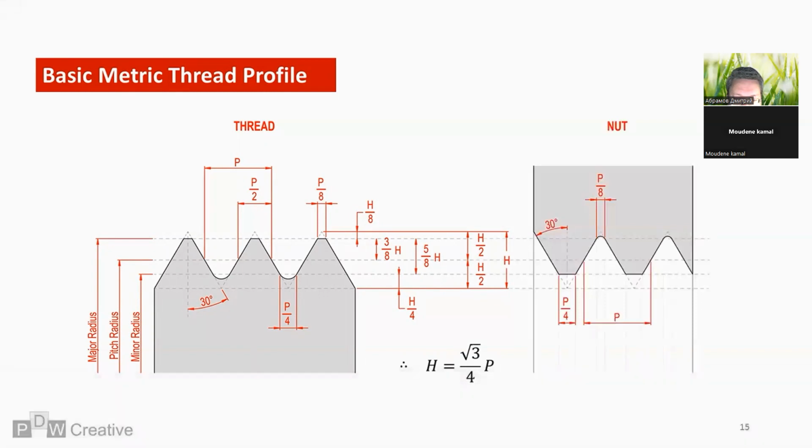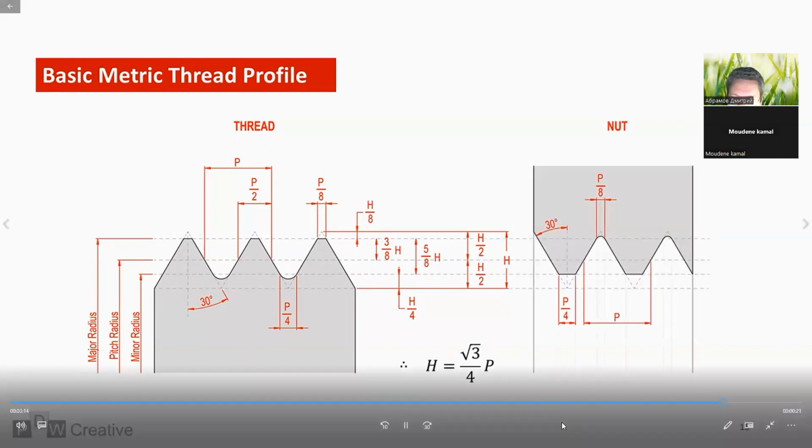If we overlay the nut, the major, minor, and pitch radii intersect the mating part. Both P and H are relevant. The crest and root of the nut are identical to the thread, and this is shown by P over 8 and P over 4.